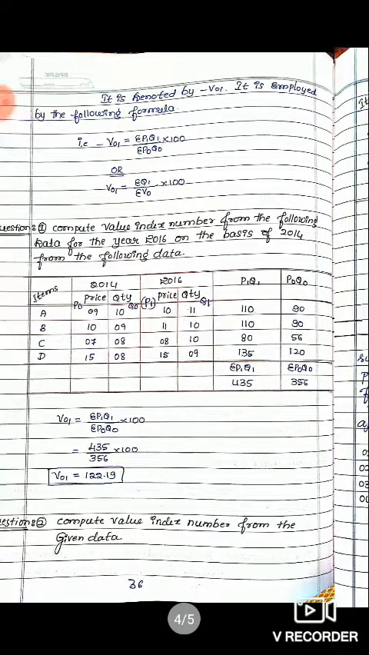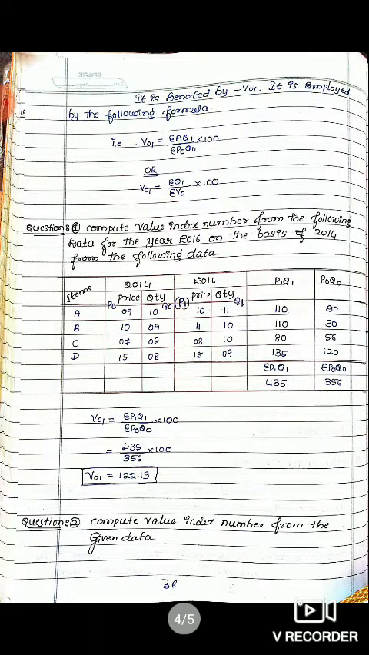Now you can form the columns. What are the requirements to calculate the value index number? The formula is sigma P1 Q1 divided by sigma P0 Q0 into 100.